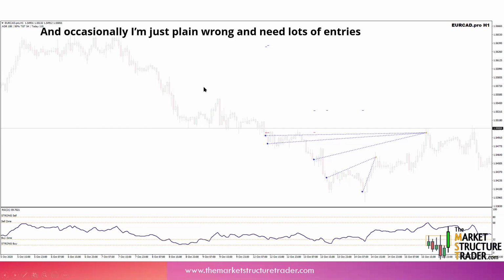So occasionally, I'm just plain wrong, and I need lots of entries. So I took 5 positions in this case. 3 of those I took off together. And these 2 I took off together. So this is kind of 2 position trades, if you like, but it's all part of one idea that the market is going to push up.